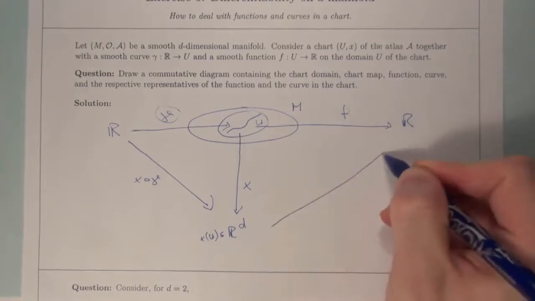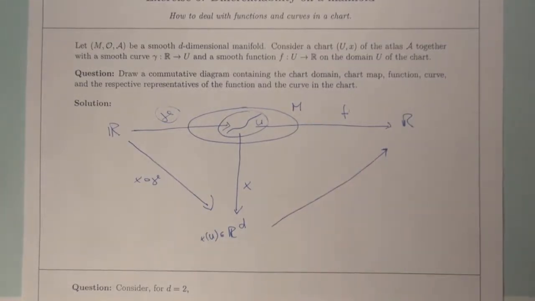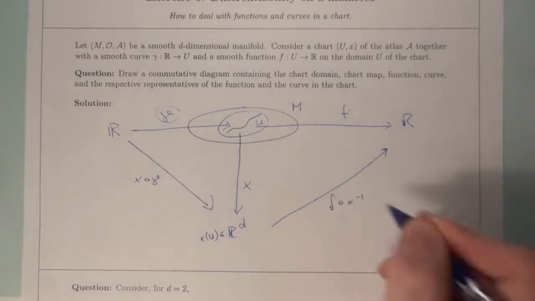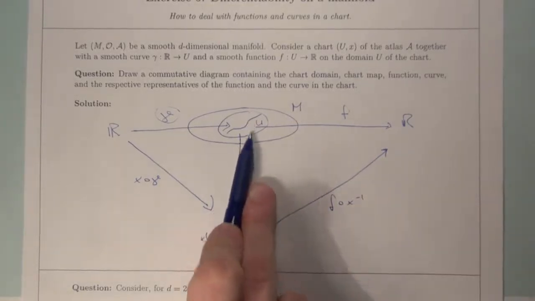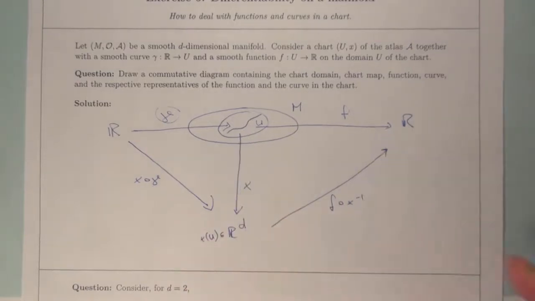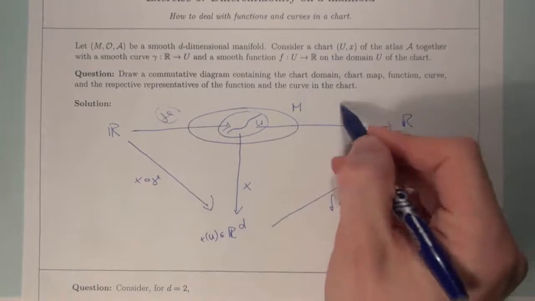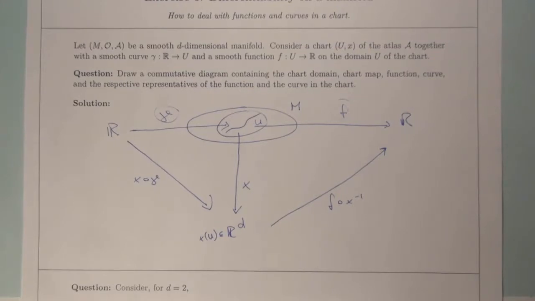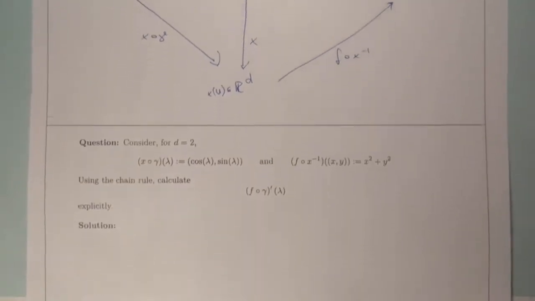And similarly we have the chart representative of the function f, and that's f after x inverse. So we go up the other direction of x and with the function f. These are the two chart representatives of function and curve. And again, to emphasize that, that's an important technique in order to understand these things.